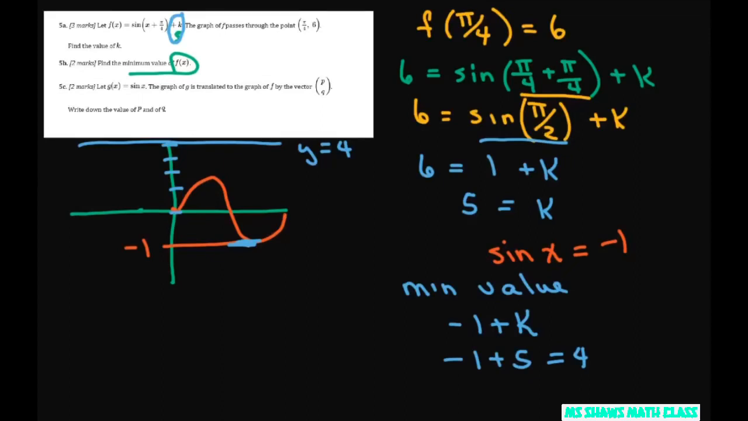All right, now it says for part 5c, let g of x equal sine of x. So we're back to a different function here. The graph of g is translated to the graph of f. So we're moving this to here by the vector (p, q). Write down the value of (p, q).